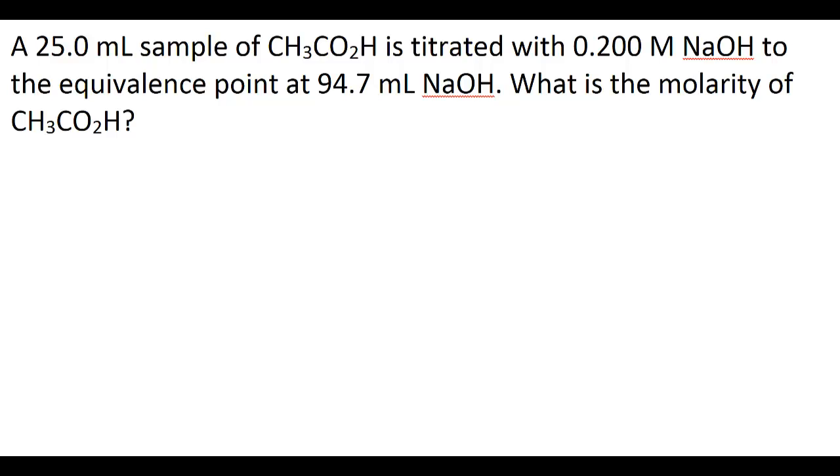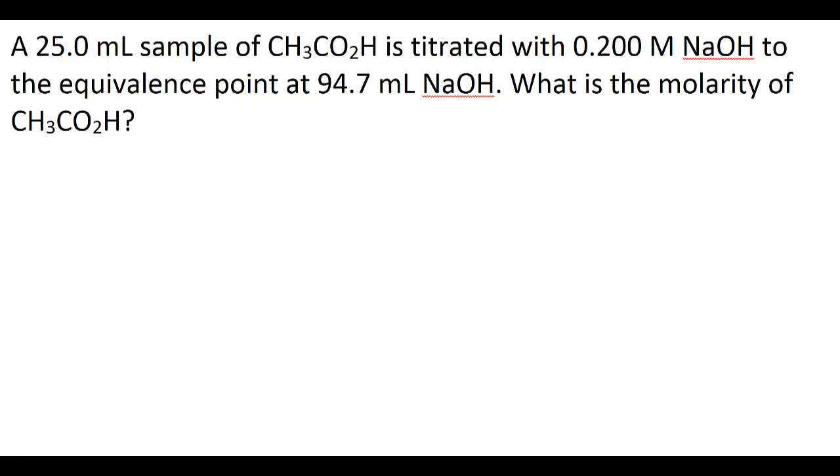In this video, I'll show you how to find the unknown concentration of an acid by using data from a titration. So this problem says that a 25 milliliter sample of acetic acid is titrated with 0.200 molar sodium hydroxide to the equivalence point at 94.7 milliliters sodium hydroxide. So that just means that the equivalence point was reached when 94.7 milliliters of sodium hydroxide was added. What is the molarity of acetic acid?